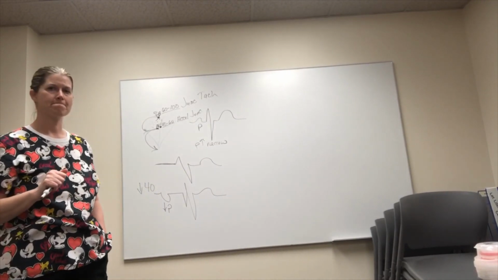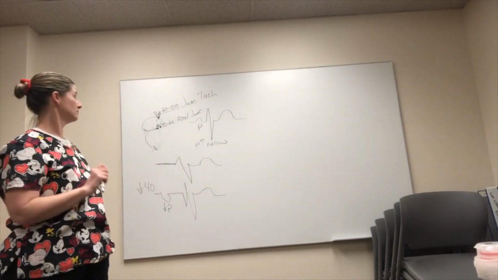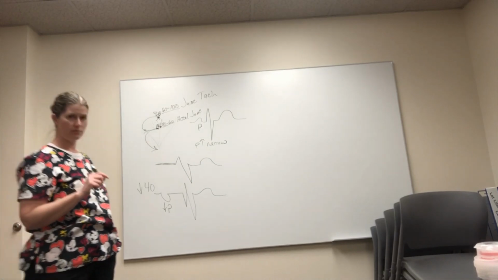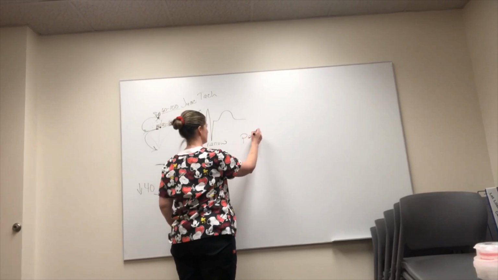So why do we care about junctional? Because it's a slow heart rate, so they're not getting enough perfusion going around the body to sustain life for very long. So perfusion is the key here.